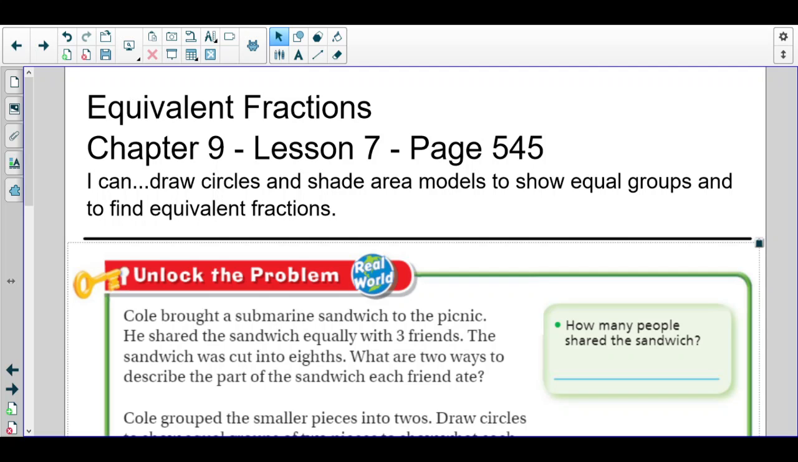All right, we are ready for Chapter 9, Lesson 7, page 545 in your Volume 2 GoMath books. And we are looking at equivalent fractions. I can draw circles and shade area models to show equal groups and to find equivalent fractions. And we are still going to rely on our fraction everyday math cheat sheet because I still think that is a great resource to use. So let's jump right into this problem.